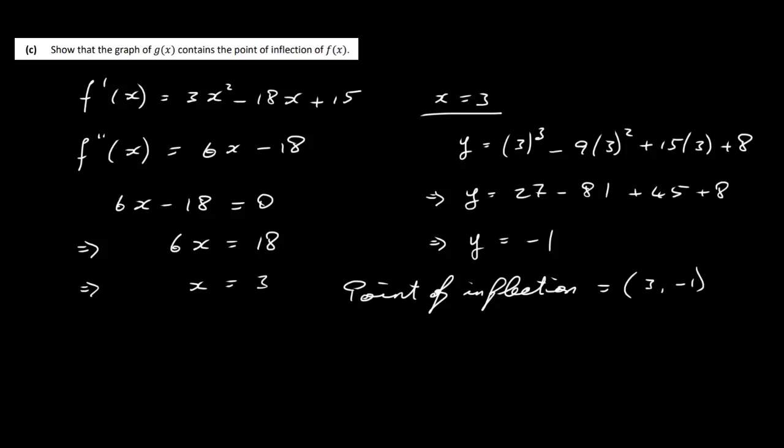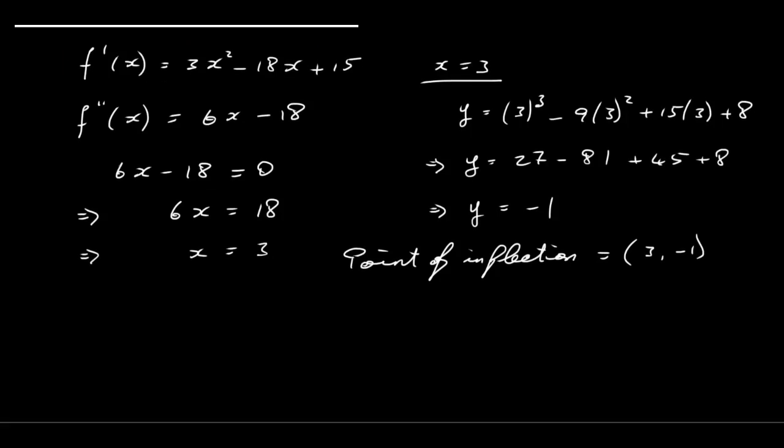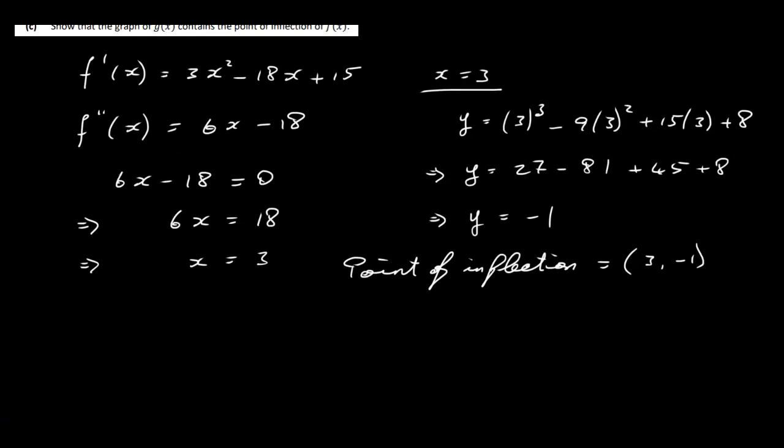Okay, so the question actually asks us to show that the graph of g of x contains the point of inflection. So let's just do that then. So what we need to do here is show that 3, minus 1 is on g of x. So we need to pick one of our equations that we had up above. I'm going to pick this one here, 8x plus y minus 23 equal to 0. So let's put x and y in here and see what we get. So our x is 3, so we put that in there. Y is minus 1, so we put that there. Minus 23 equal to 0.